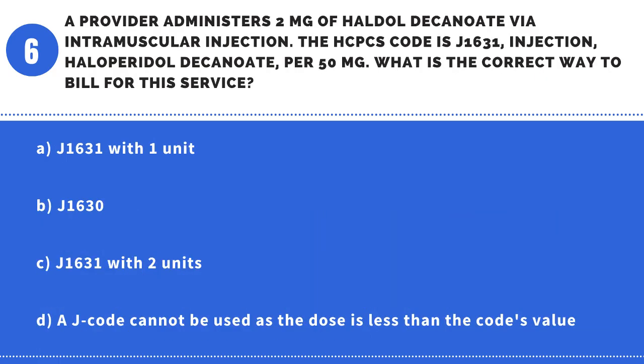Question 6. A provider administers 2 mg of Haldol decanoate via intramuscular injection. The HCPCS code is J1631, injection, haloperidol decanoate, per 50 mg. What is the correct way to bill for this service? A. J1631 with 1 unit. B. J1630. C. J1631 with 2 units. D. A J code cannot be used as the dose is less than the code's value.